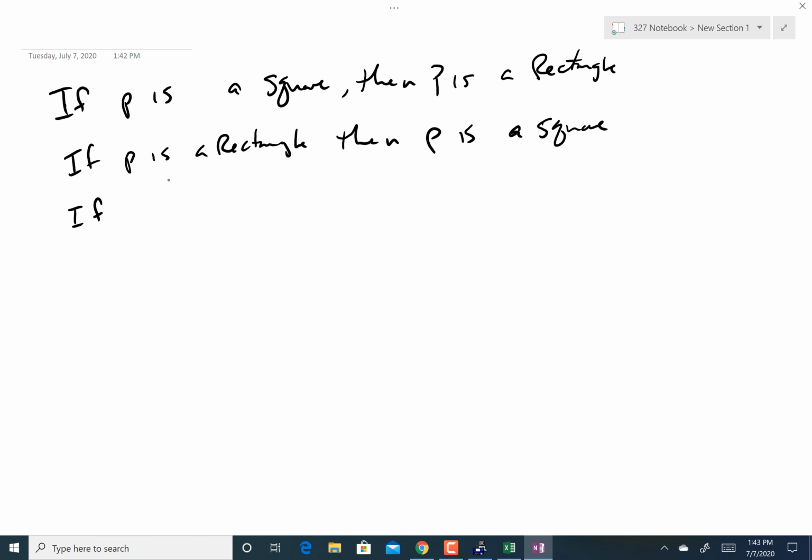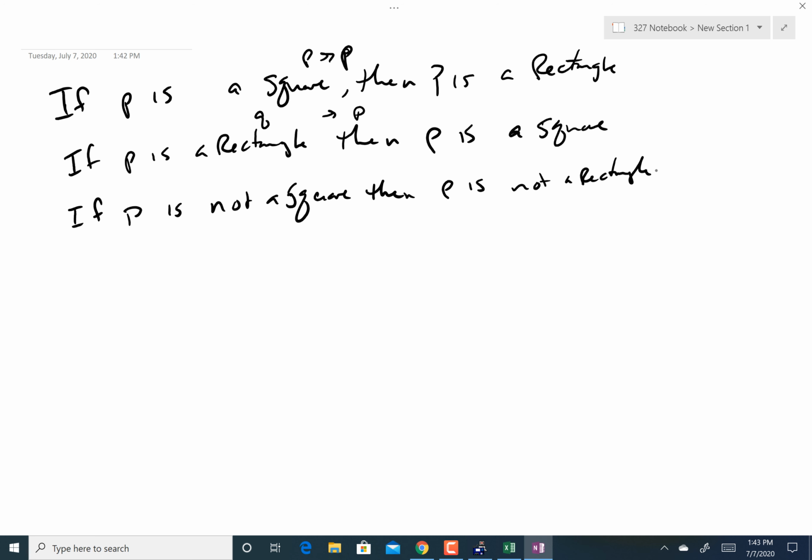The inverse is the negation. So notice that I did if Q then P. Right, so if P then Q is the conditional, and if Q then P is the converse. The inverse is if P is not a square, then P is not a rectangle. Okay.